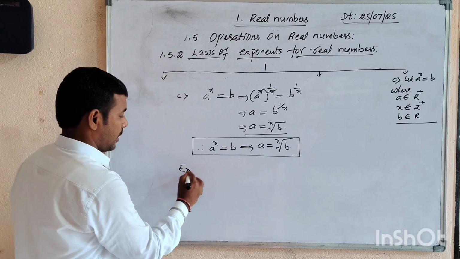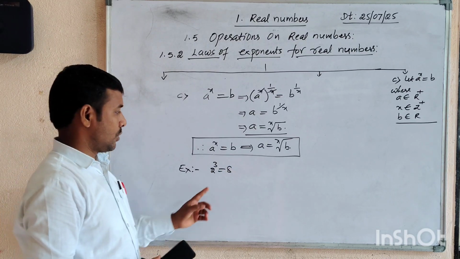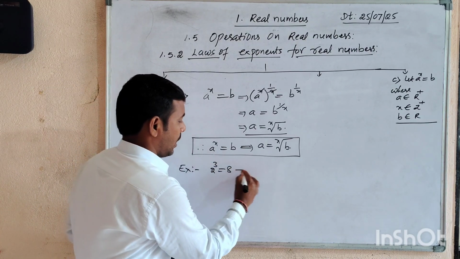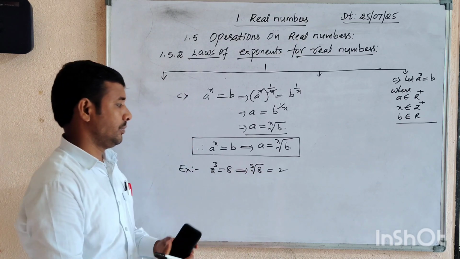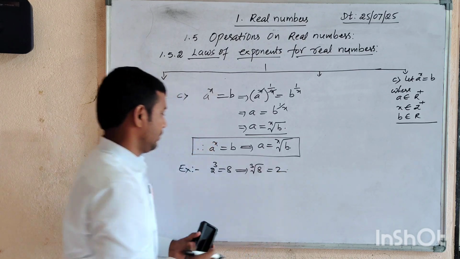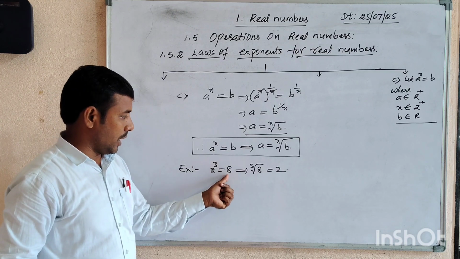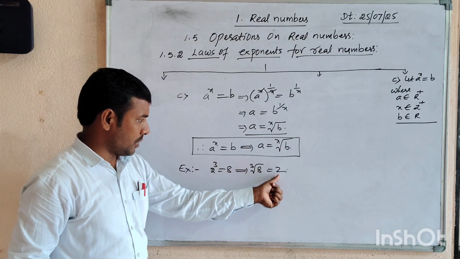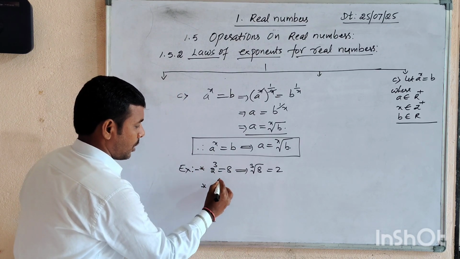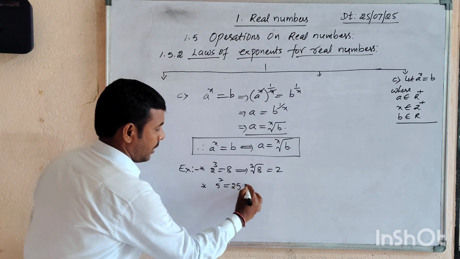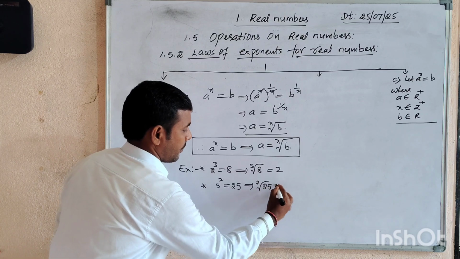A few examples, observe carefully. Suppose 2 to the power of 3 is equal to 8. Correct, no? 2 power 3 is equal to 8. Then, carefully, cube root of 8 is equal to how much? 2. Based on this concept only. 2 power 3 is equal to 8, cube root of 8 is equal to 2. One more example. 5 to the power of 2 is equal to 25, no? 5 into 5. Now, square root of 25, how much? 5.